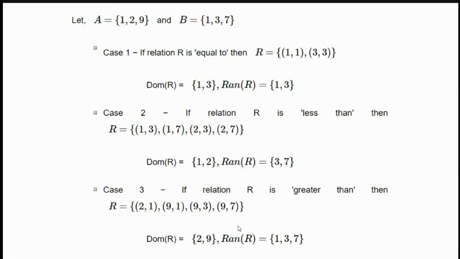In the same way, if the relation R is greater than, then R is equal to the pairs (a, b) if a is greater than b. In such a case, R is equal to {(2, 1), (9, 1), (9, 3), (9, 7)}. So the domain will become {2, 9} and the range will become the second elements of the ordered pairs: {1, 3, 7}. So this is the way we define the domain and range of a relation.